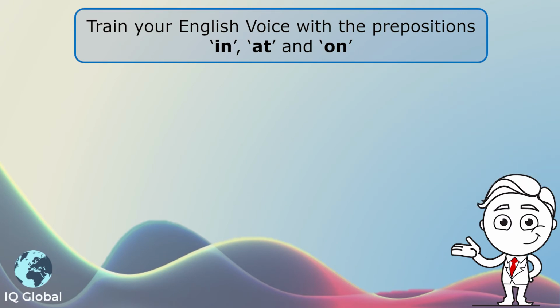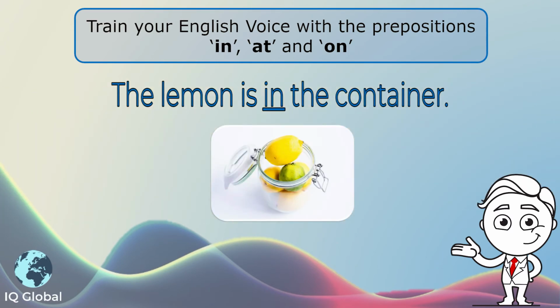Let's have a look at this. The lemon is in the container. So it is telling me the object's position. It's in the container.